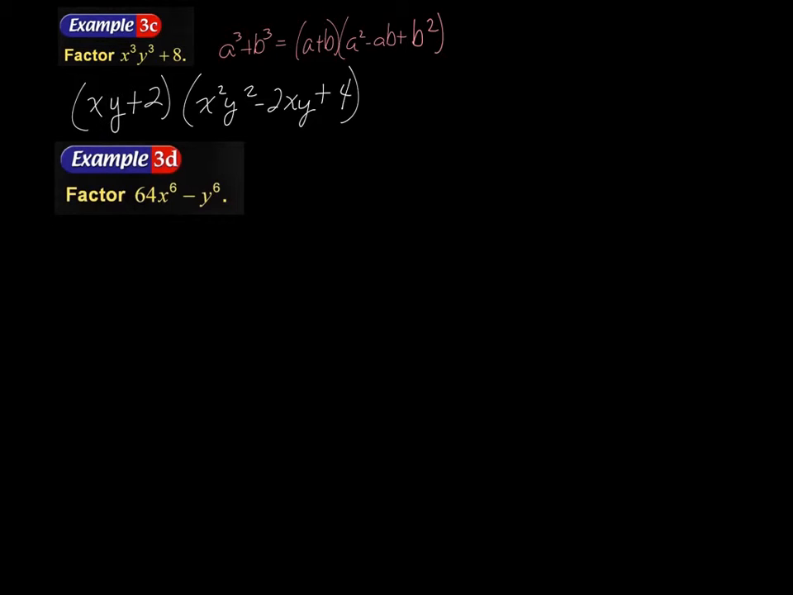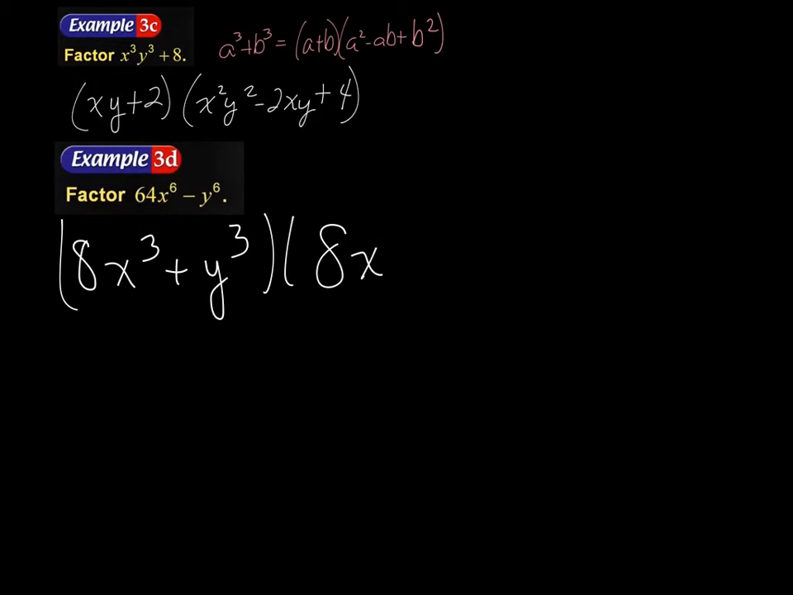Now that chart that we had earlier is really helpful on this one. We can see first of all that we have a difference of squares. So the square root of 64 is 8. Square root of x to the 6 is x cubed, plus square root of y to the 6 is y cubed, and then 8x cubed minus y cubed.